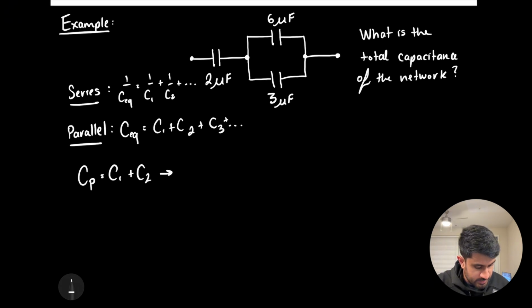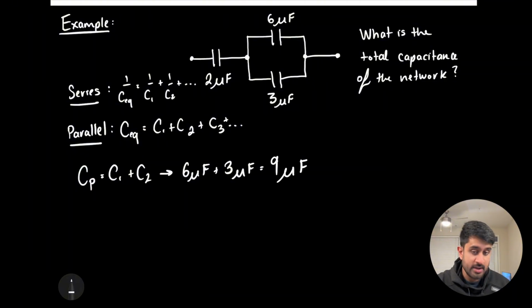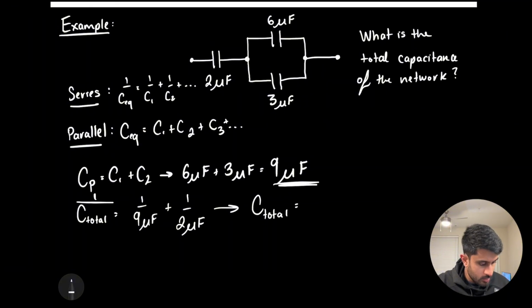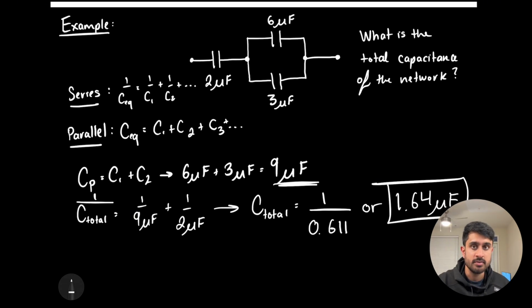We can plug in our values here of 6 microfarads plus 3 microfarads equals 9 microfarads. Now we can just add that 2 microfarad capacitor into this 9 microfarad equivalent capacitance. Therefore, mind you, this is 1 over C total technically. It is going to be 1 over 9 microfarads plus 1 over 2 microfarads. If we put this all into a calculator and solve it out, the value C total is going to be equal to 1 over 0.611, or 1.64 microfarads. This is our final answer, and this is what the total capacitance of the network is going to look like.